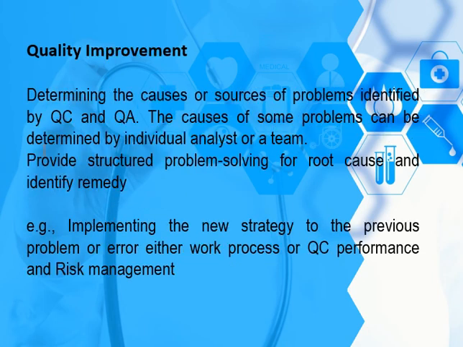And quality improvement, it is determining the causes or sources of the problem identified by quality control and QA or from the audit. The causes of some problems can be determined by an individual analyst or a team, and provide structured problem solving for root cause and identify remedy. Example, implementing the new strategy to the previous problem or error in the work process or QC performance, and also risk management.